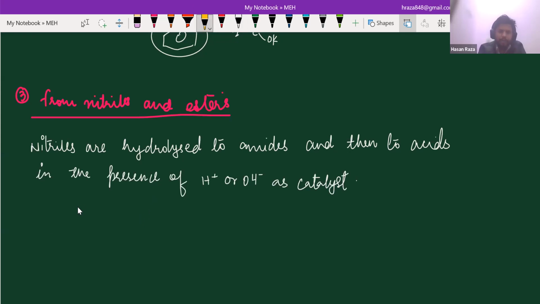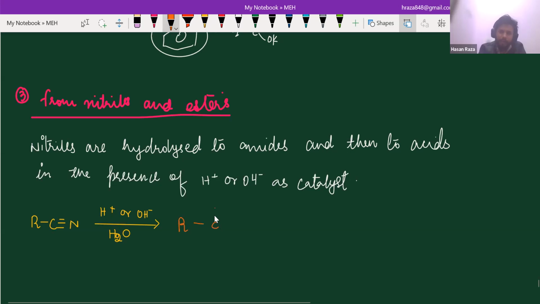Okay, so as you can see, I'm going to write the reaction. This is your RC triple bond N, nitriles or cyanide, and you are going to react this with acid or base, which will act as catalyst. Hydrolysis will take place. So this will be directly converted into amide, that means NH2. And after forming NH2, you are going to again do the same. Only the difference is H plus OH minus reacting, and you are going to heat it.